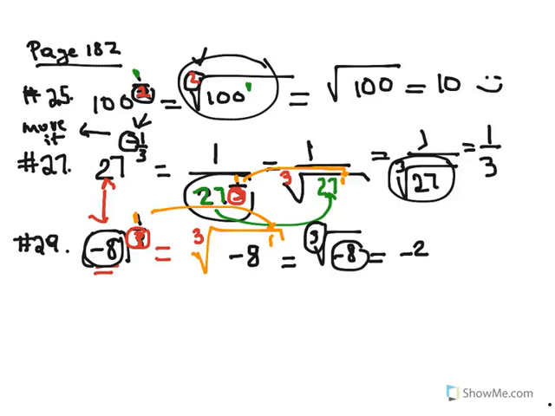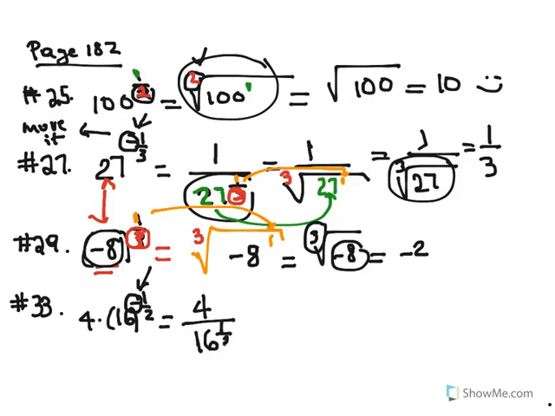Now we're going to do problem number 33. In problem number 33, I have 4 times 16 to the negative 1/2. Let me put a parenthesis in here and let's see what we have. First of all, because this is negative, I can move the whole expression to the denominator, and as I move it to the denominator, I change the sign of the exponent.